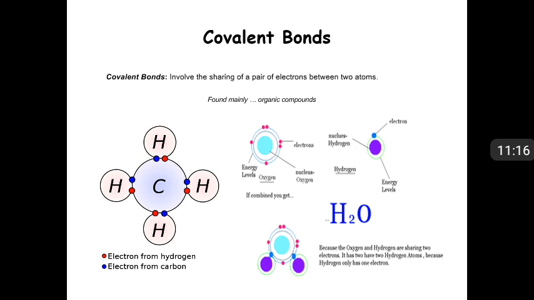The same concept applies to H2O. Oxygen has 1, 2, 3, 4, 5, 6 electrons in its outer shell, and it shares 2 electrons with hydrogen and completes 8. And similarly, the hydrogen atoms also share 1 electron with the oxygen atom, and they complete 2 electrons in their outer shell.